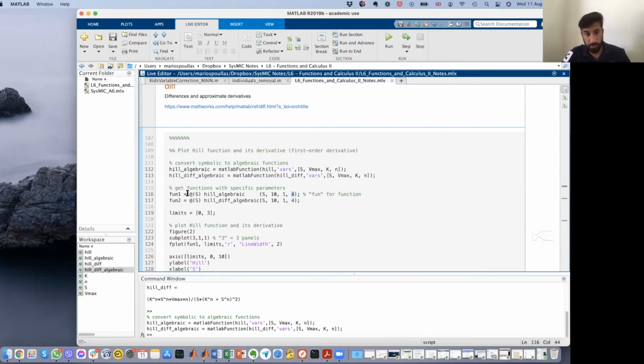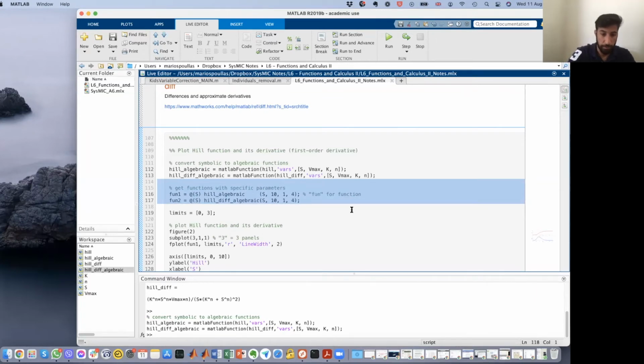Again, we are using the anonymous function, and we are naming it fun1. I took a note here, fun stands for function. You can name it whatever you want. You can name it fun Hill algebraic, or fun2 can be fun Hill diff algebraic because it's the differentiated version. But anyway, I'm naming it fun1 and 2. And I'm getting the functions with these specific parameters here.